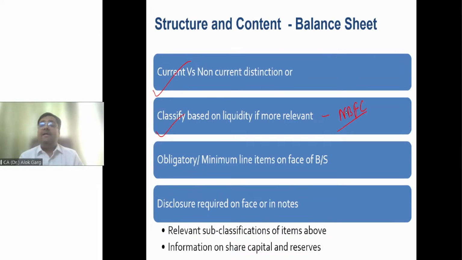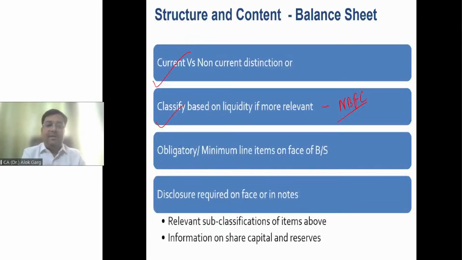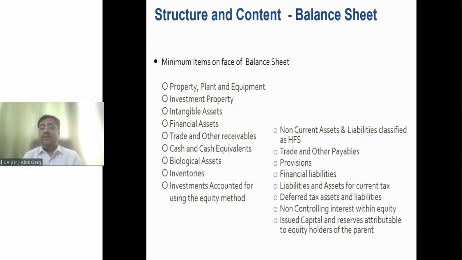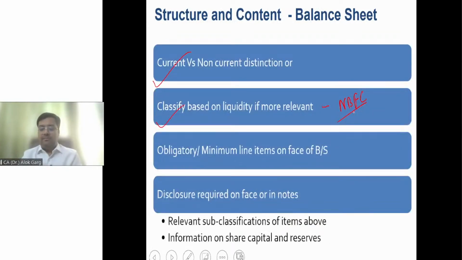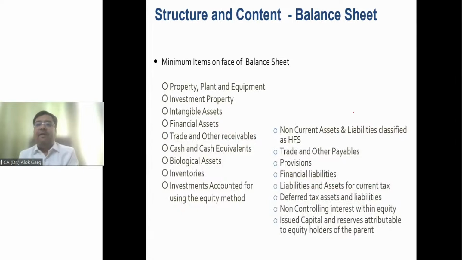Like NBFC companies are preparing their accounts on a liquidity basis, right? Obligatory or minimum line items on the face of the balance sheet. What are the obligatory or minimum line items on the face of the balance sheet, right? Friends, if you see para 54, just give me a minute. So if you read para 54 of Ind AS 1, para 54 provides what should be the content of the balance sheet, what should be the minimum line items on the face of the balance sheet, right?